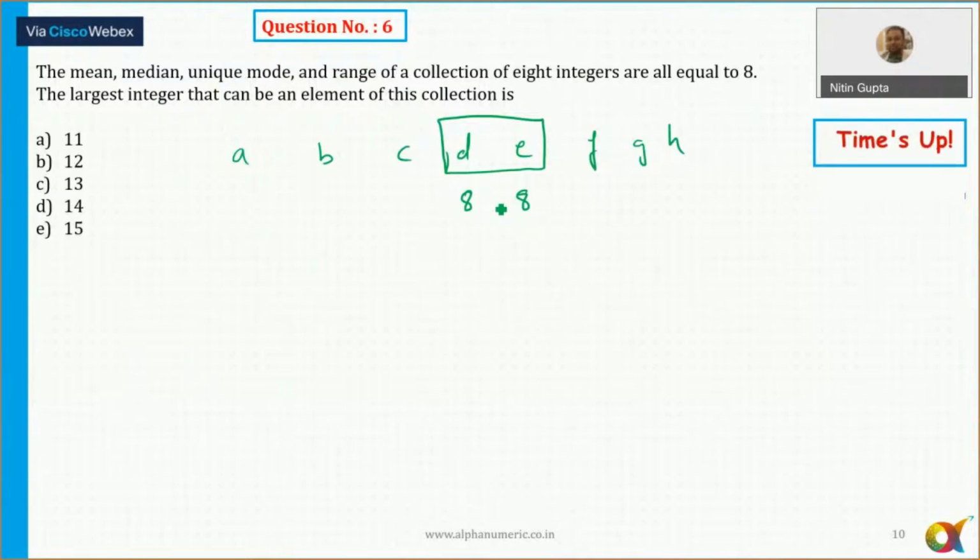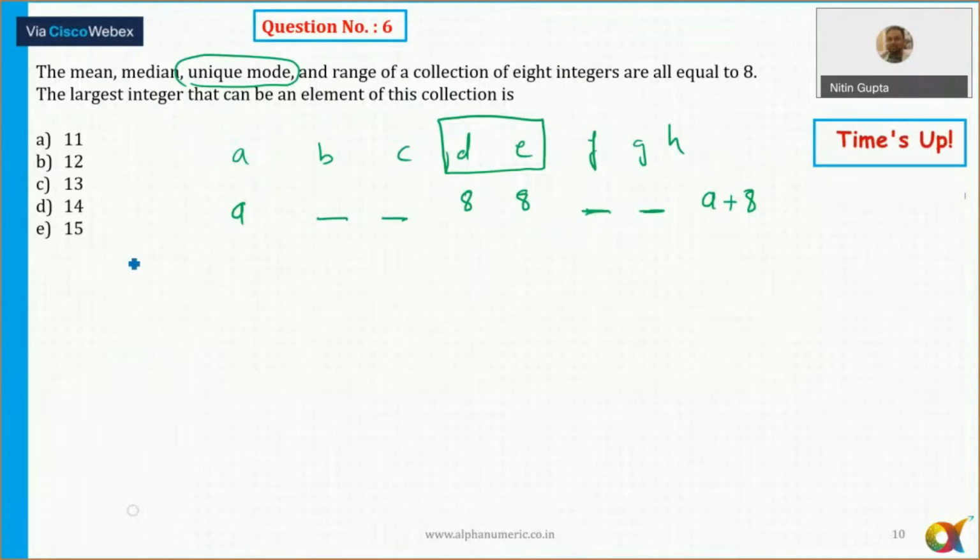Because 8 needs to appear the maximum number of times. Mode is 8, so it is appearing a minimum of 2 times here. And if the first number is A, then the last number must be equal to A plus 8. And the middle two numbers, we are not sure what those two numbers are here. Is that part clear to all of you? So if the median is 8, the two middle numbers are 8 and 8. The first number is A and the last number is equal to A plus 8. And in that case, 8 is the mode also, and all the terms are integers.